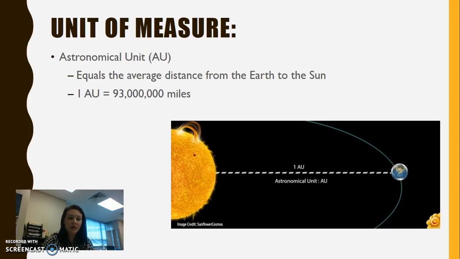So as we get started on our projects in just a bit, you will be noticing if you have an object in the solar system that is closer to the sun, the AU for it will be less than 1. And anything outside or farther away from the sun than we are will have greater than 1 AU.